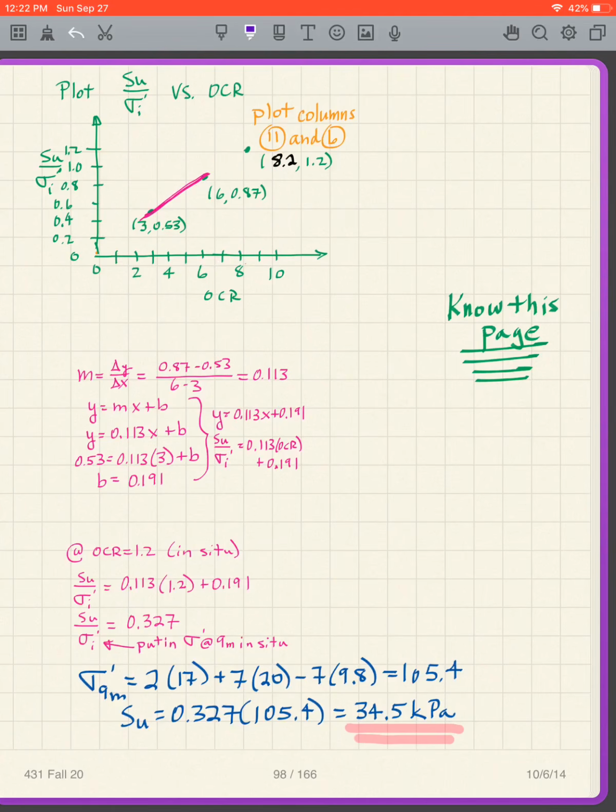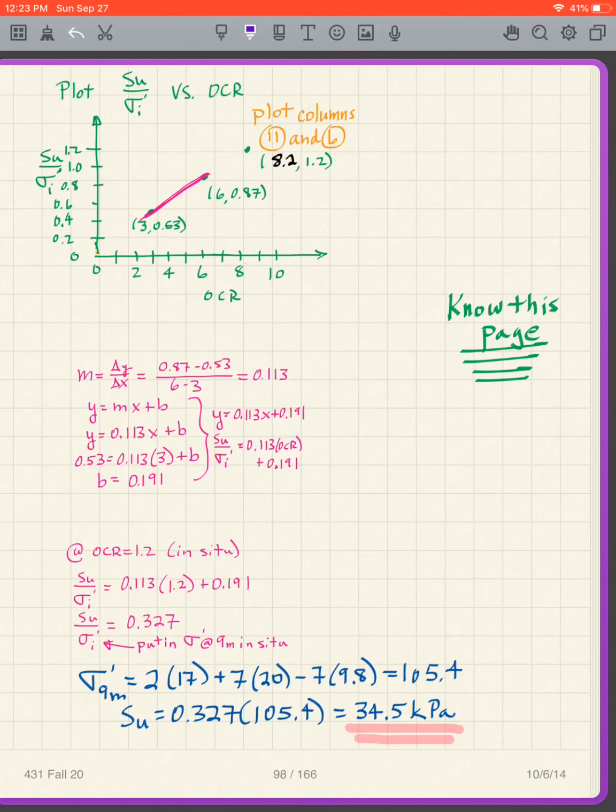Again, I'm going to write an equation for that straight line. I'm not going to go through it. There's my delta y over delta x, y equals mx plus b. So I create an equation for this line, and I'm going to extend it for my OCR equals 1.2. Here's the equation of that line. I'm now going to put in an OCR of 1.2 for the x, and I get an SU over sigma prime I of 0.327 for my in situ OCR.